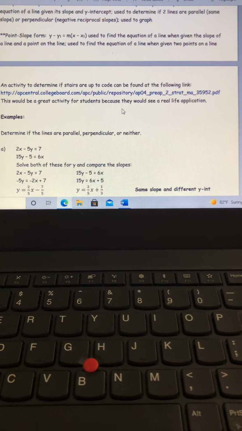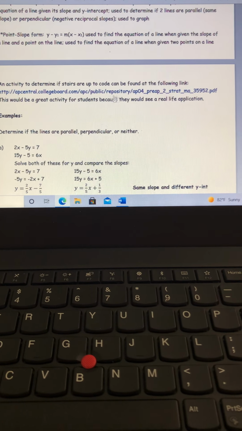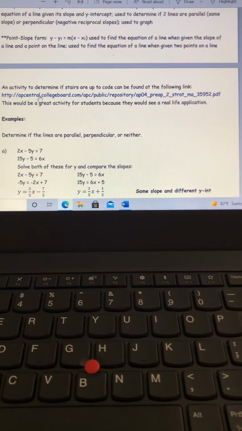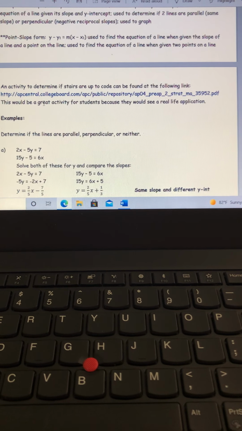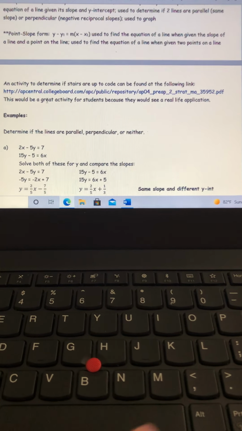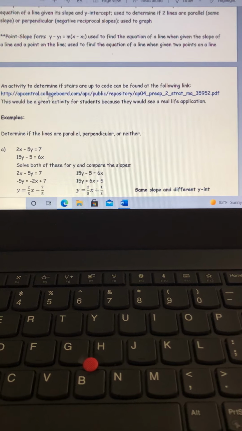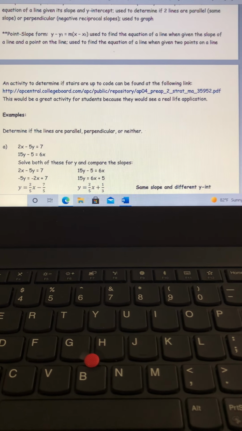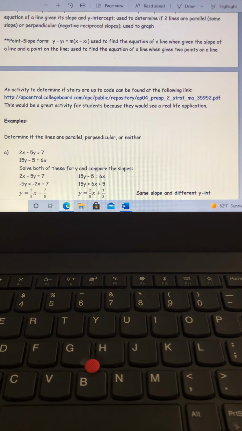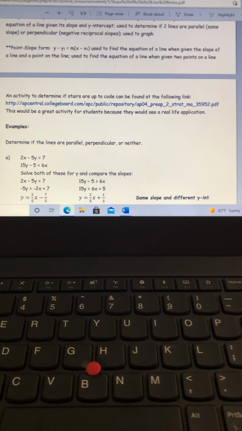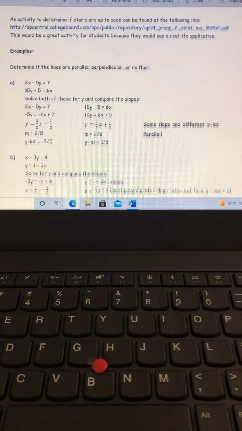And then this activity, you don't have to do this, but it is a pretty cool activity if you have students after the SOLs or something, when you've got time to kill. It's a fun activity for them to do for the stairs to see if they're up to code. I thought it was kind of interesting.